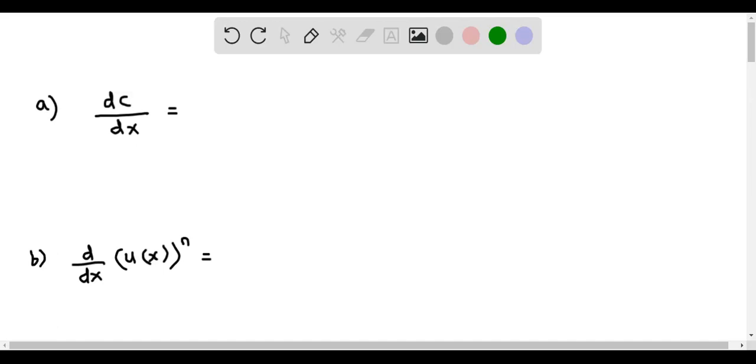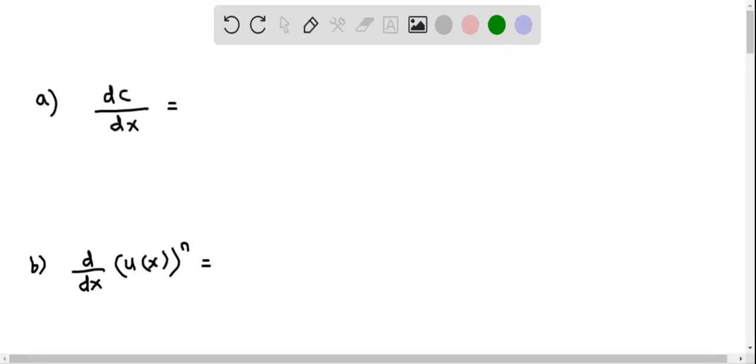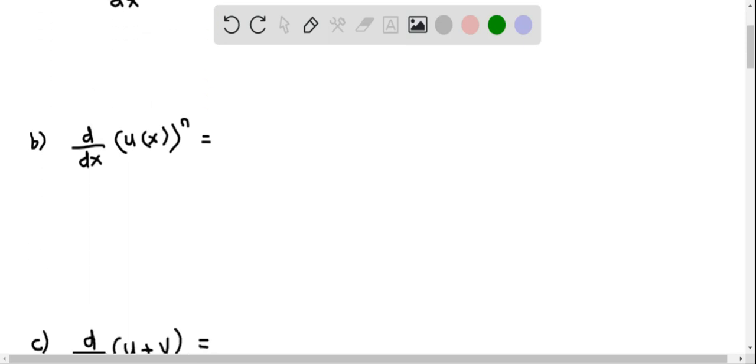We now write the rules of the following differentiations. So in part A, we have to differentiate a constant, that is dc by dx. Differentiation of any constant is 0. So we put 0 for this one.